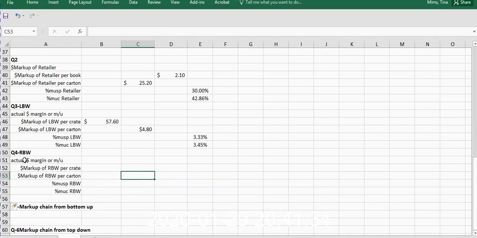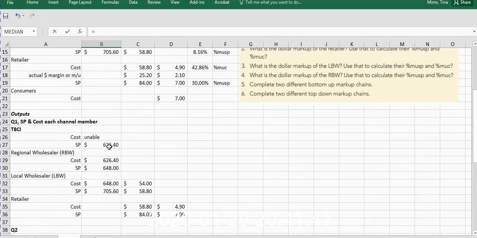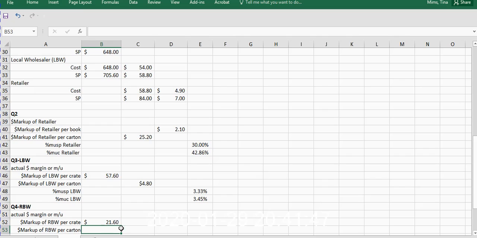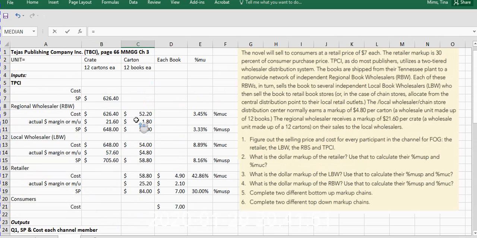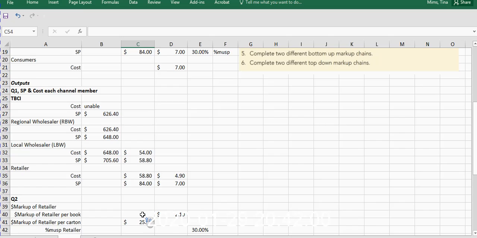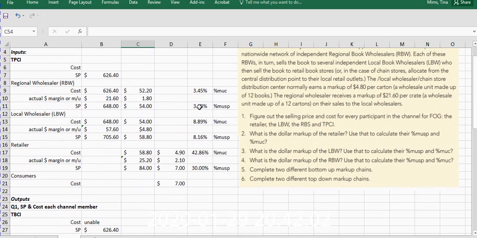Okay, so now we can do the same thing again. Actual dollar markup. Well, clearly it's going to be by crate on the regional side. So let's come up here and get regional crate markup. Okay, per carton. Regional dollar markup carton. Gosh, that's certainly slim margins. Percentages are very, very small here. Markup on selling price.